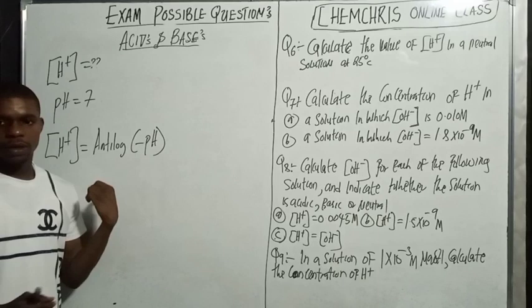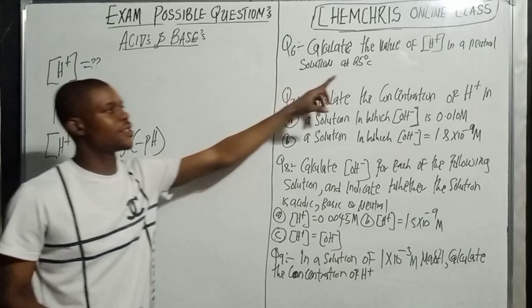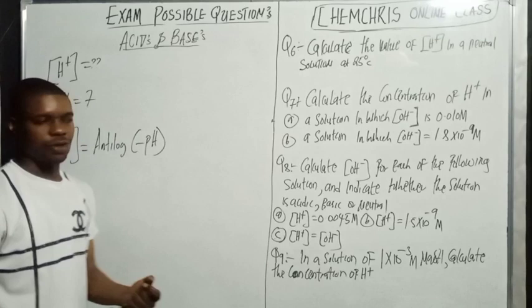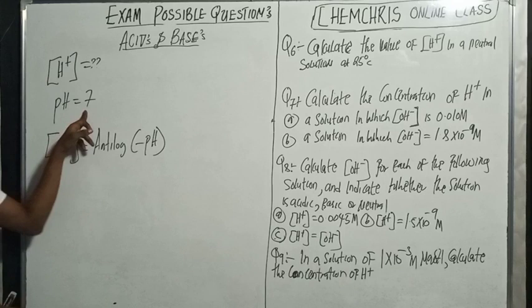So now the question is: calculate the value of H plus in a neutral solution at 25 degrees centigrade. They say now, how do you get 7? Because they want a neutral solution, and a neutral solution is pH 7.